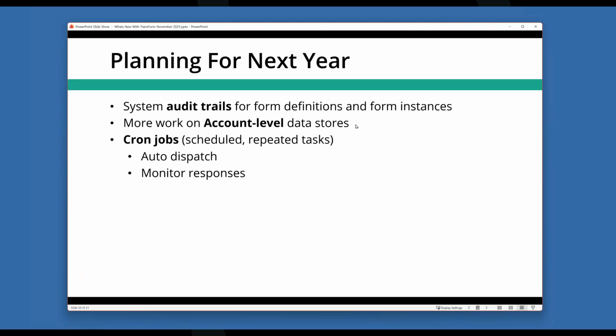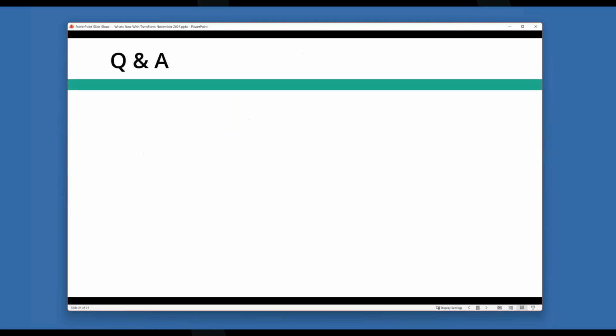And we're putting in scheduled repeated tasks, cron jobs, to be able to do things like auto dispatch, to be able to say, well, let me go out to Salesforce and find this, and if this happens, then I want to dispatch a form to a queue, or I want to dispatch a form to a particular user, and you can monitor whether somebody has responded to it, have they done it? We're working on that type of thing.